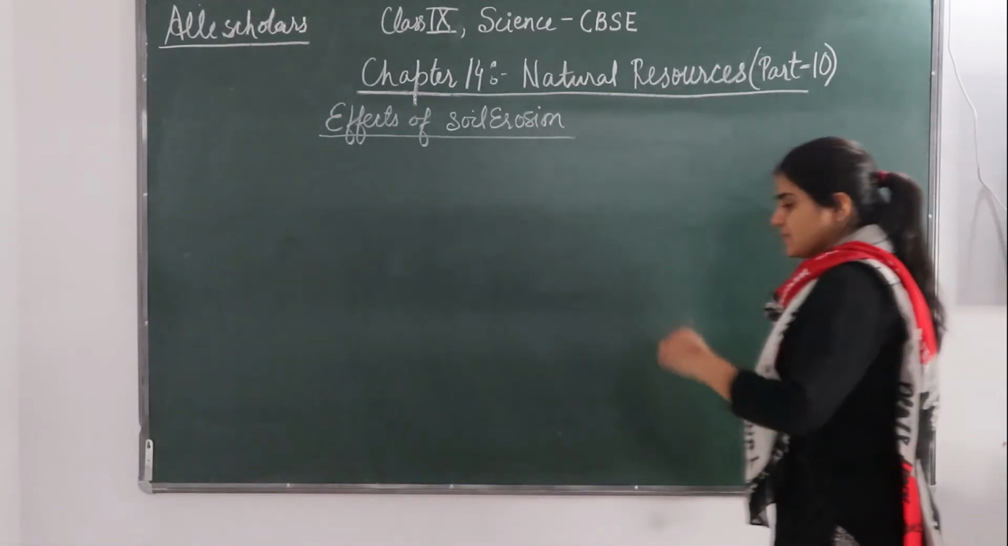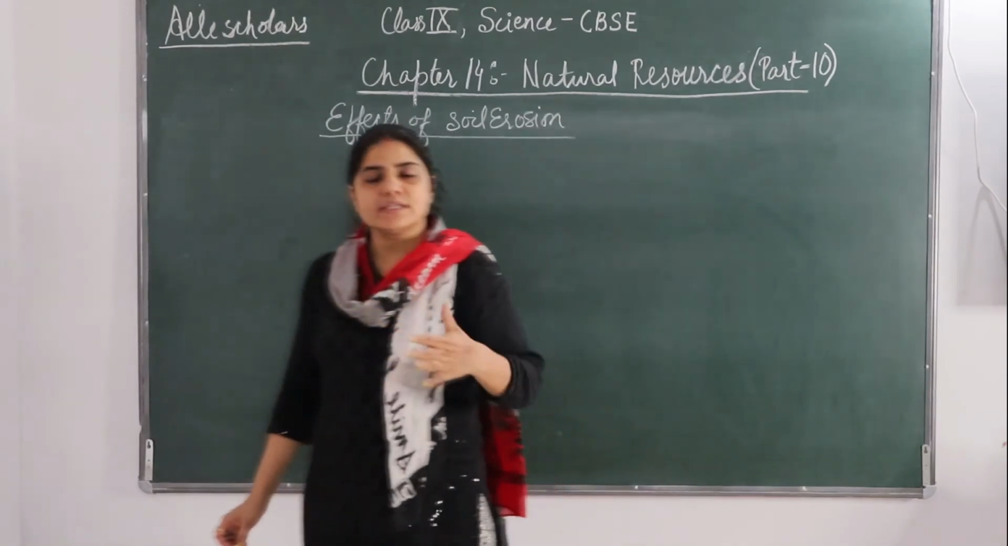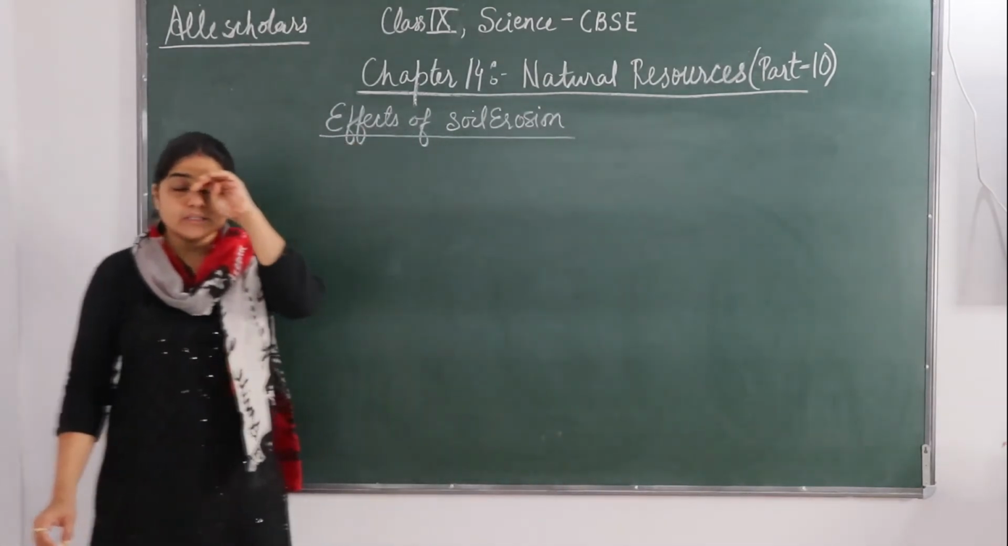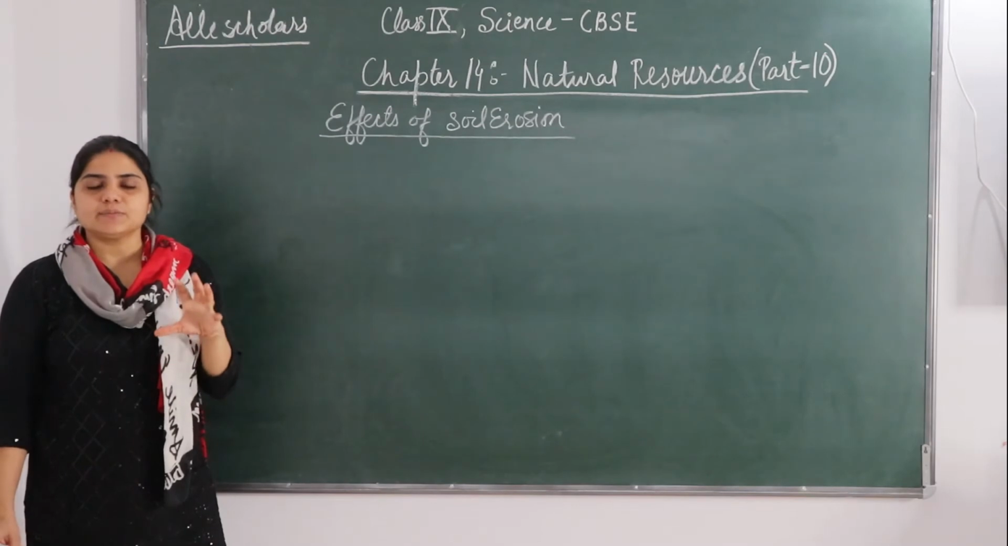Okay, so as we all know, soil erosion is the removal of the topmost layer. The topmost layer of a soil is being removed.